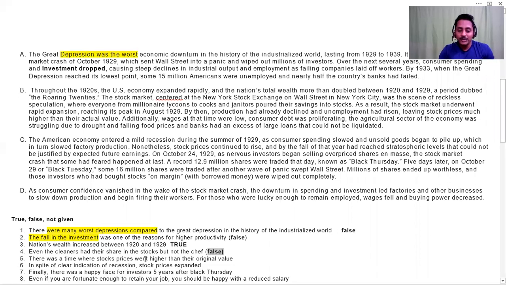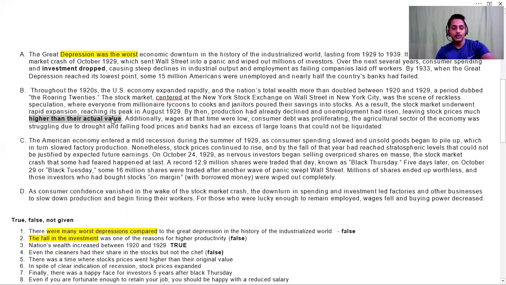There was a time where stock prices went higher than their original value. What is the answer for this? Simple questions today. It's true. Somewhere, much higher than their actual value. So this would be true. Perfect, Ganesh.